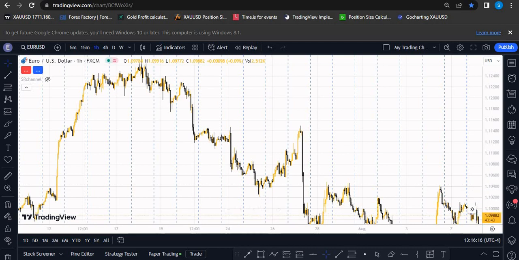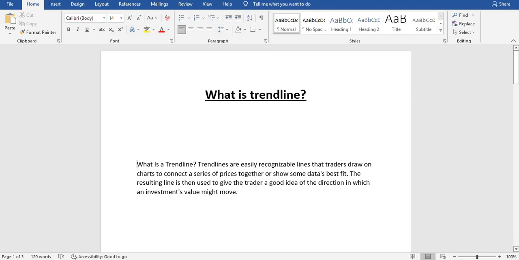Now, what is a trendline? Based on Google's explanation, trendlines are easily recognizable lines that traders draw on a chart to connect a series of prices together or show some data fit. This line is then used to give the trader a good idea of the direction in which an investment's value might move, which means a trendline is used to spot price direction, whether the price is going bullish or bearish. This is the use of the trendline.